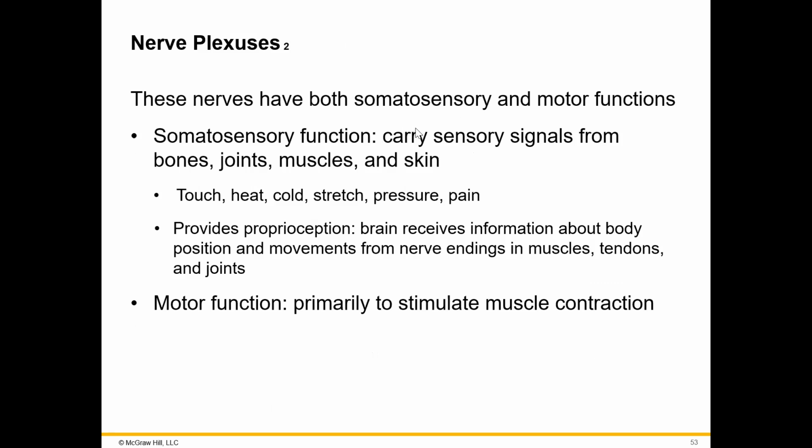So these nerves have both somatosensory and motor functions. The somatosensory function carries sensory signals from the bones, the joints, the muscles, and the skin. So they carry sensation for touch, heat, cold, stretch, pressure, and pain. It provides proprioception, and the brain receives information about the body position and movement from the nerve endings in the muscles, the tendons, and the joints. The motor function is primarily to stimulate muscle contraction.